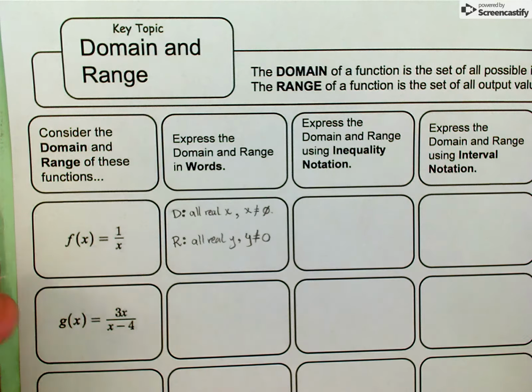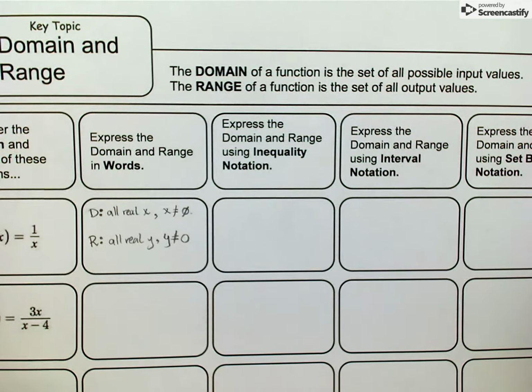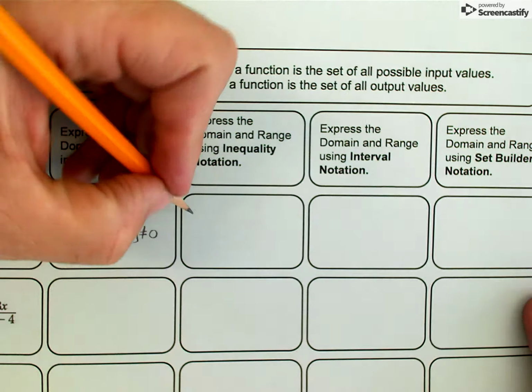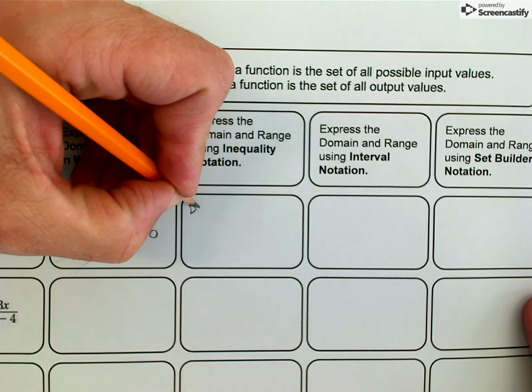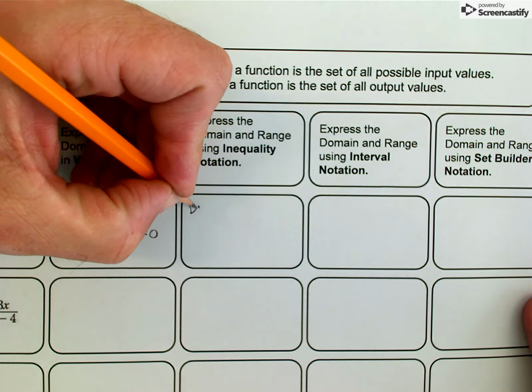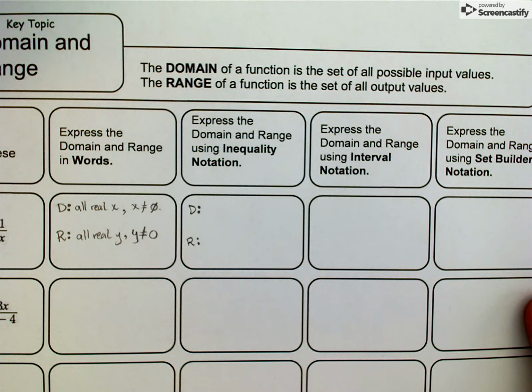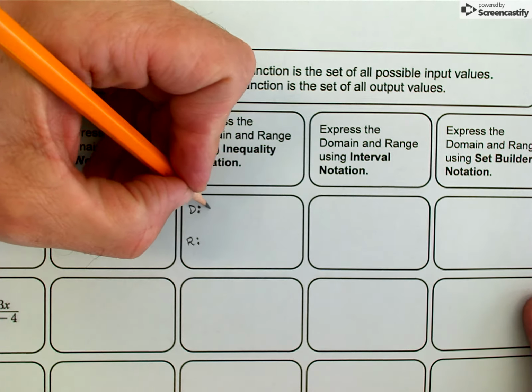And that is the domain and range of this function. So now we're just going to translate that information into several different notations. It's the same information, we're just writing it in a few different ways. So inequality notation. And inequalities are like less than, greater than, less than or equal to, greater than or equal to.